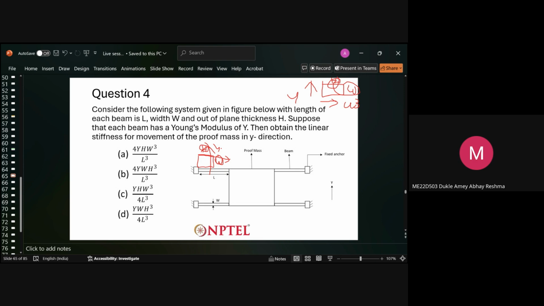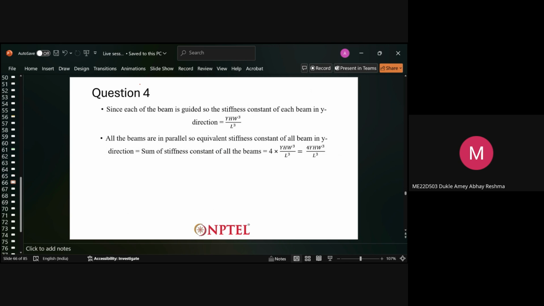Sir, in this case we are not talking about deflection, we are talking about the moment of inertia. When we are finding the moment of inertia, see what we are doing. W H cube upon L cube is the formula for moment of inertia. Y H cube upon L cube, basically it is K I upon L.